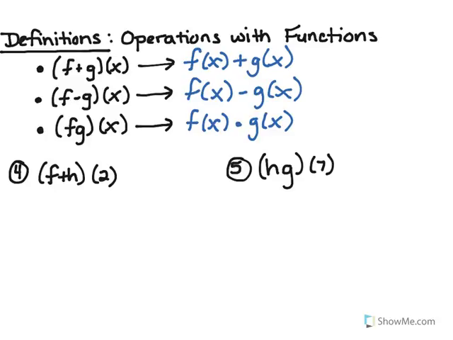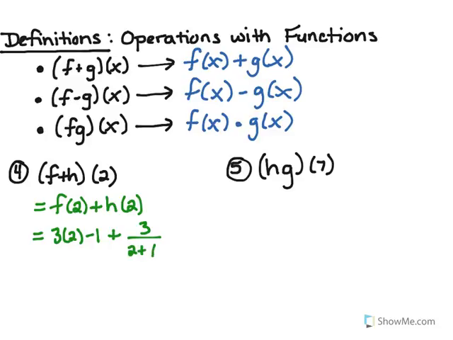Problem number 4. Remember, we're using the same 6 functions that I gave you at the beginning. We want f plus h of 2. Well, the first thing I recommend writing down is, that means find f of 2 plus h of 2. And now you have 2 different numbers to find, and then you want to add them together. F of x was 3x minus 1, so f of 2 is 3 times 2 minus 1. There's f of 2. Now I need to find h of 2. H of x was 3 over x plus 1, so I'm going to write in 2 plus 1.